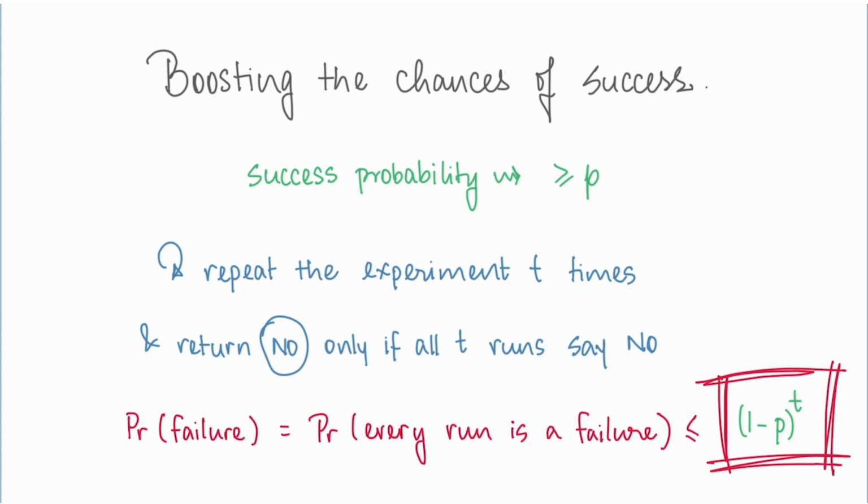Remember that the success probability was at least p, so the failure probability is at most 1 - p. And for the whole algorithm to fail, this failure must happen in every single run. So it's an AND of t bad events. So the overall probability is at most (1 - p)^t.